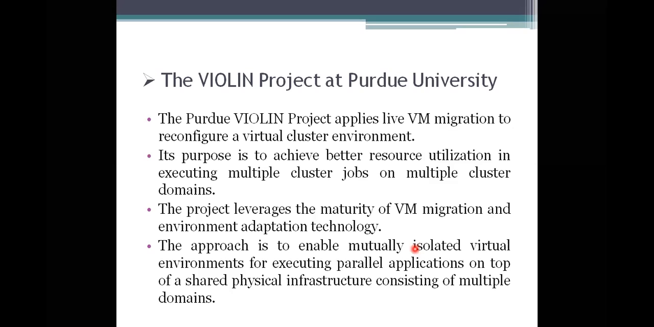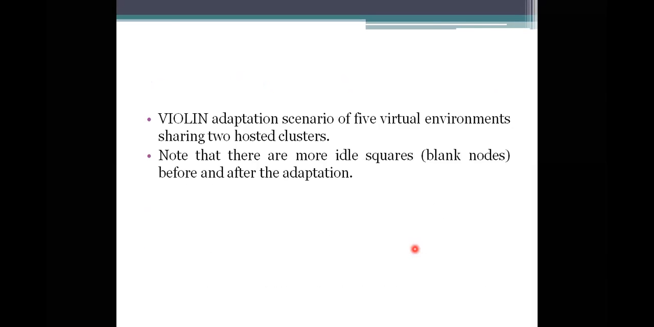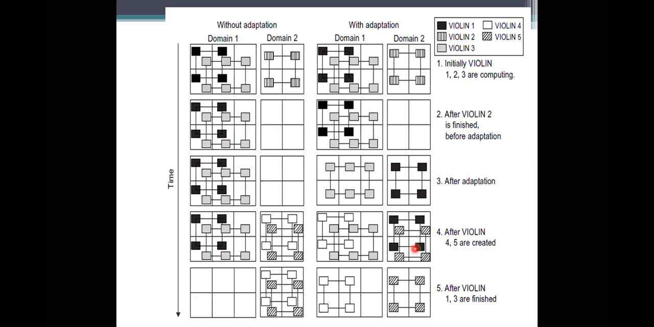Taking this as a notion, Purdue University developed a project which applies live migration. It takes virtual clusters into account and enables the virtual cluster environment. So this is the Violin project. In this project, we have two environments, without adaptation and with adaptation.